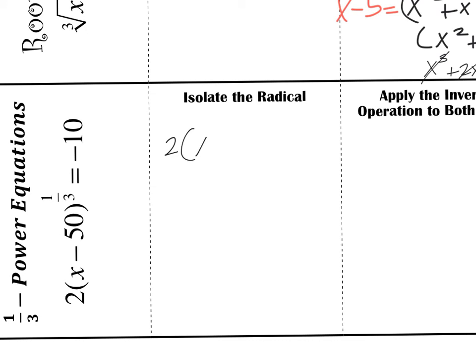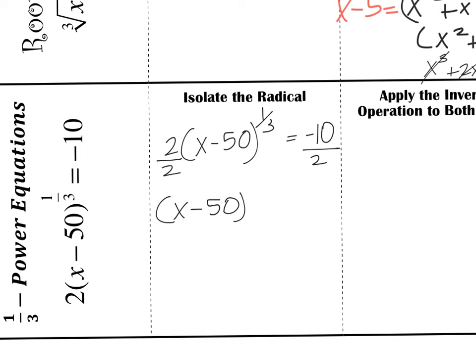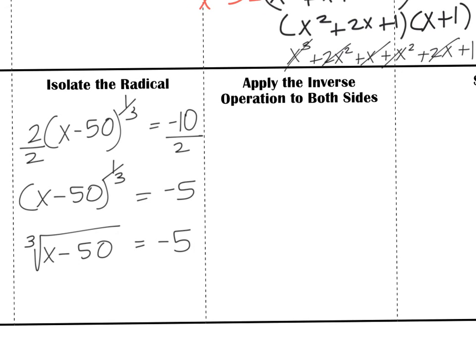2 parentheses x minus 50 to the power 1/3 equals -10. Now to be able to solve this, I have to isolate the radical by dividing both sides by 2. So I end up having x minus 50 to the power 1/3 is equal to -5. Now change that into a radical expression if you feel more comfortable. But you can keep it in the rational exponent. It's the same way. Now to be able to solve this, I have to apply the inverse operation.